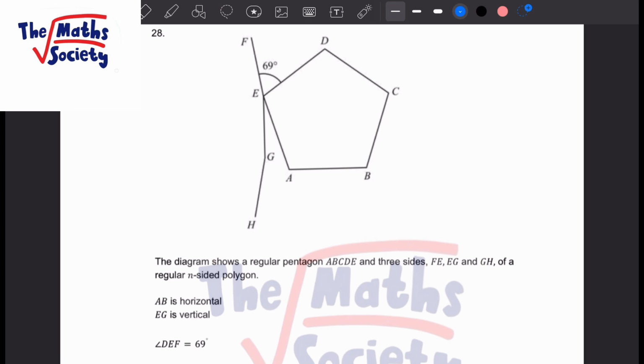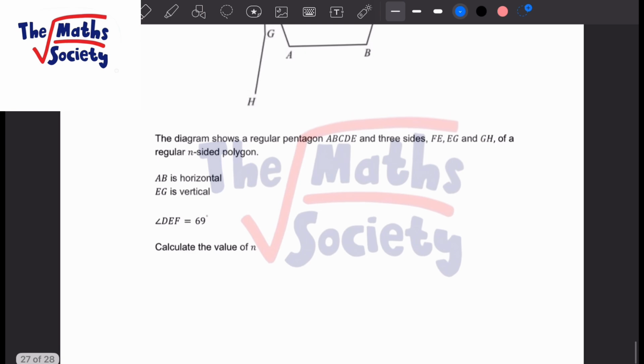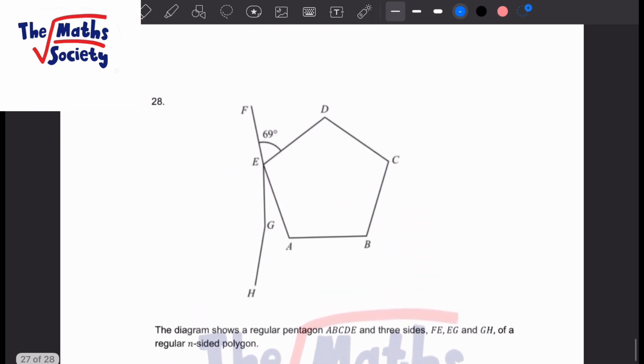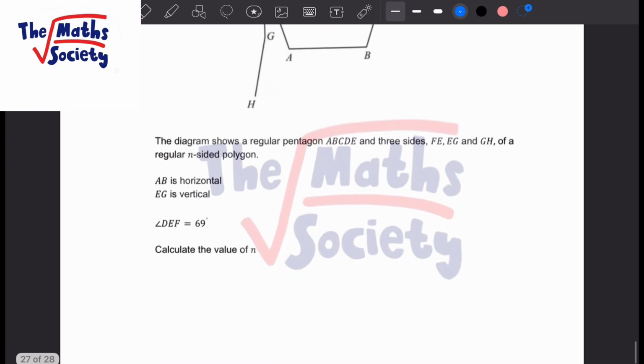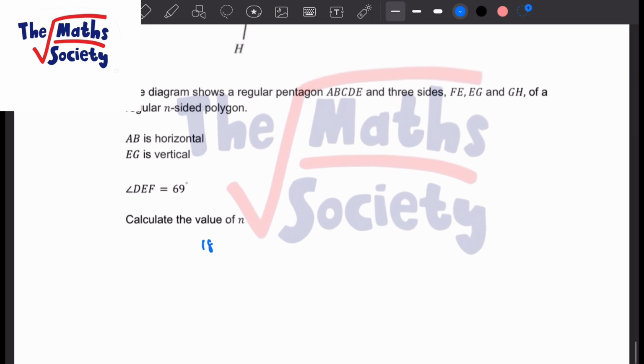To calculate the value of n, we know that this is a pentagon, which is 5-sided, so let's find the interior angle, which is 180 degrees minus 360 degrees divided by 5. That's going to be 108 degrees. We want to know the exterior angle, which is 180 degrees minus 108. It's going to give 72 degrees, and that's the exterior angle.